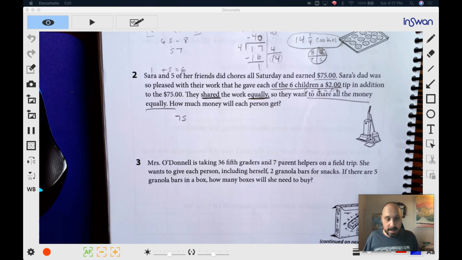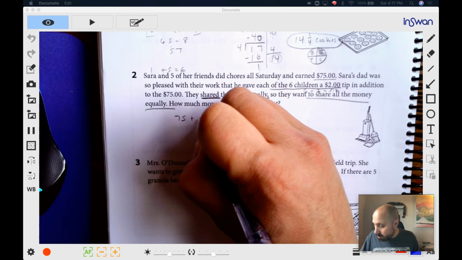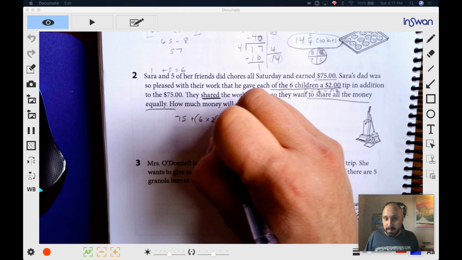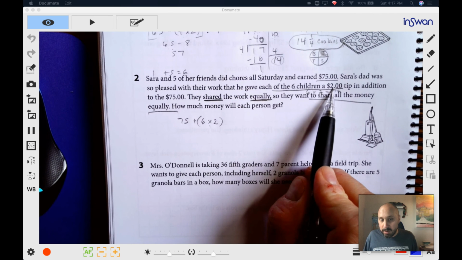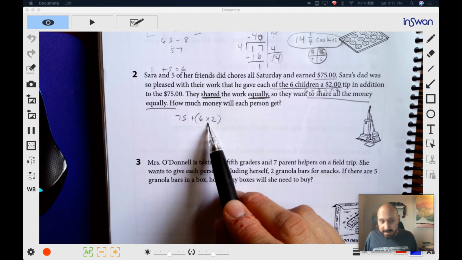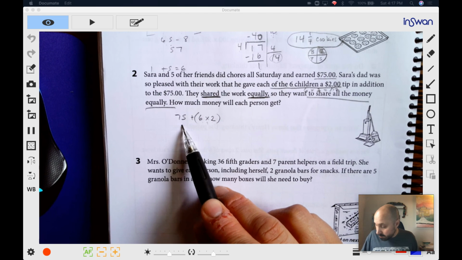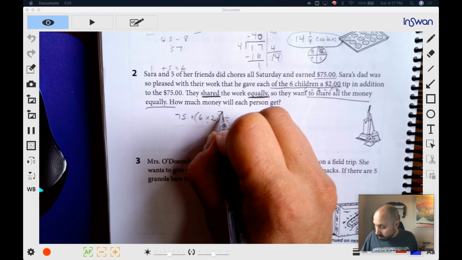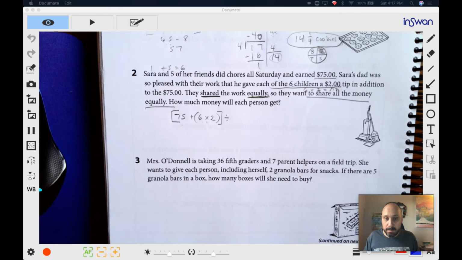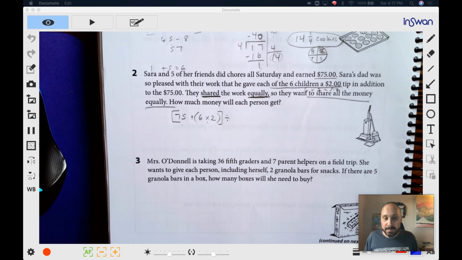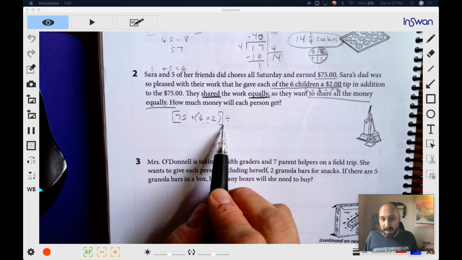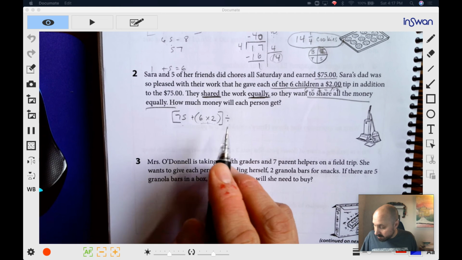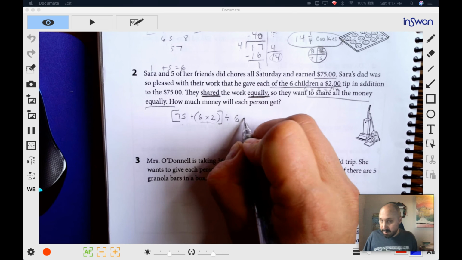Okay. And then, just like before, there are 6 friends and they earn $2 each. So we're going to add 6 times 2 to the 75. Now, we're going to do all of this. So I'm going to put the whole number sentence at the beginning in a bracket. Now, this is just telling me that I'm going to do the 6 times 2 first and then add the 75 before I divide. We're dividing by how many friends? There are 6 friends. So there's my expression.